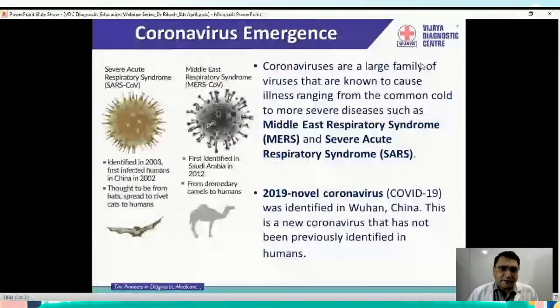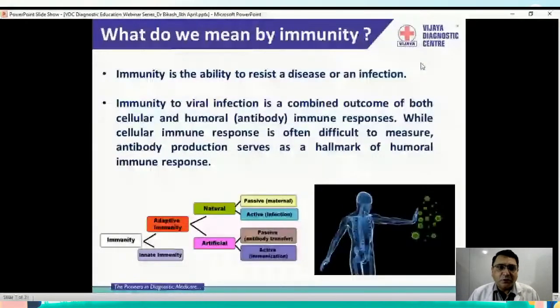Now, if we talk a little bit about immunity, in simple terms, immunity is the ability to resist a disease or an infection. Immunity to a viral infection is a combined outcome of both the cellular and humoral antibody immune responses. While the cellular immune response is often difficult to measure, antibody production serves as a hallmark of the humoral immune response.